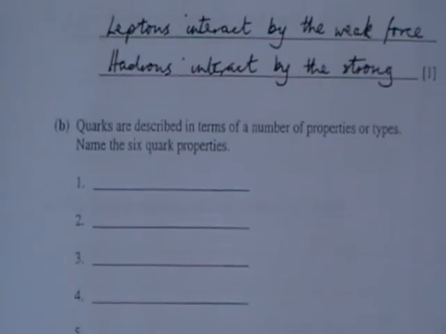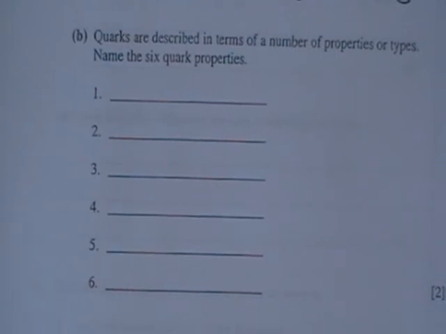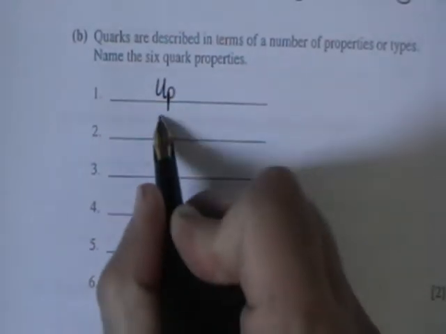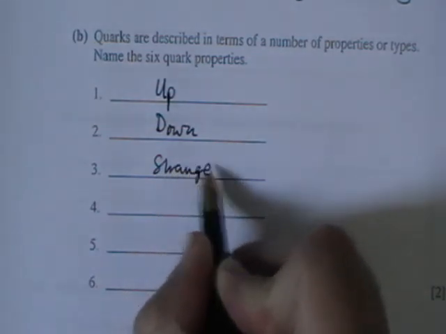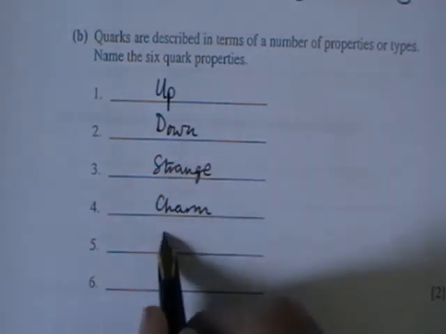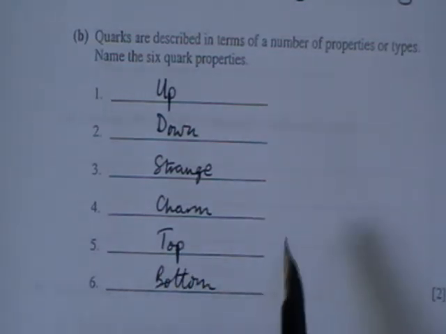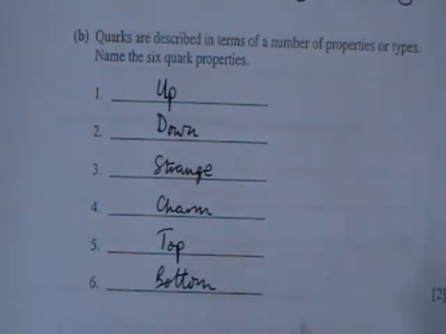Quarks then are described in terms of a number of properties or types. Name the 6 quark properties. So we need to know the 6 quark properties, and I tend to learn those in the order in which they were discovered. So they are up, down, strange, charm, top, and bottom. You could say that they have properties of upness, downness, strangeness, charm, topness, and bottomness. But up, down, strange, charm, top, and bottom would get you your marks in that particular question.